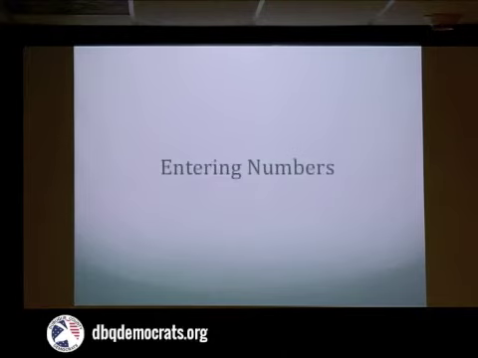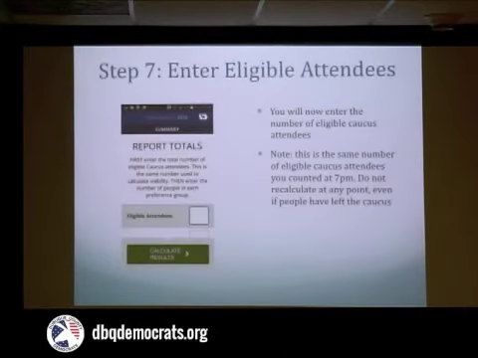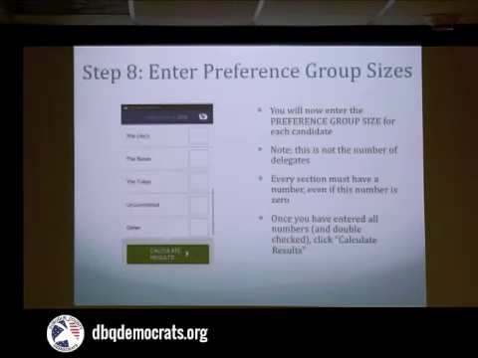So now, entering numbers. At this point, it's pretty much going to reaffirm what you've already done. You're going to start this step by entering the eligible attendees that you calculated at 7 p.m. You didn't recalculate it, that was the number at 7 p.m. You'll just go ahead and enter that number. And then you'll enter your preference group sizes. This is not the number of delegates, this is the number of people in each preference group.